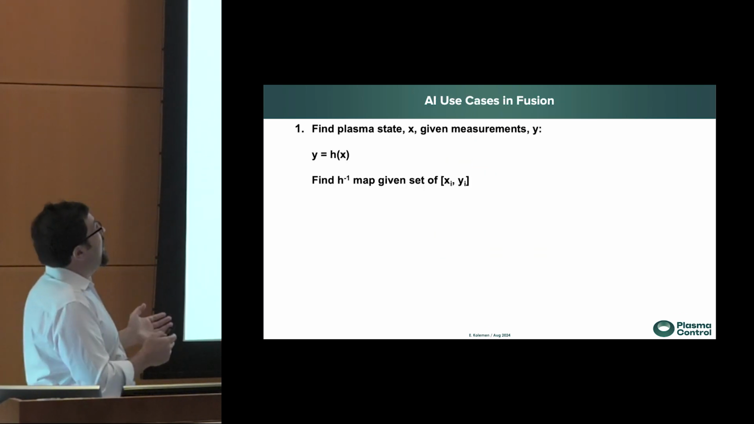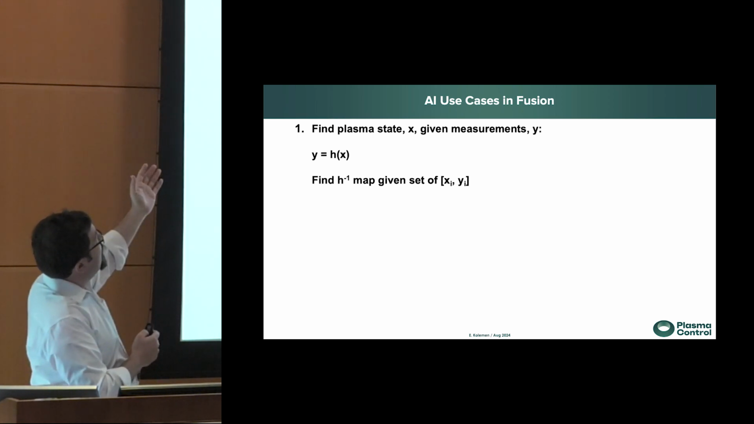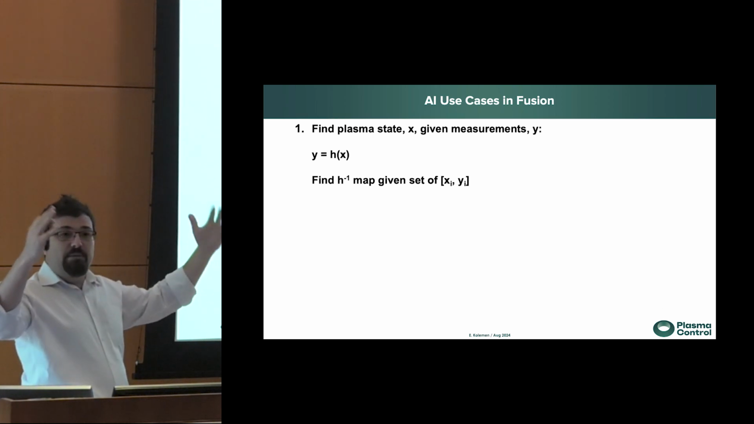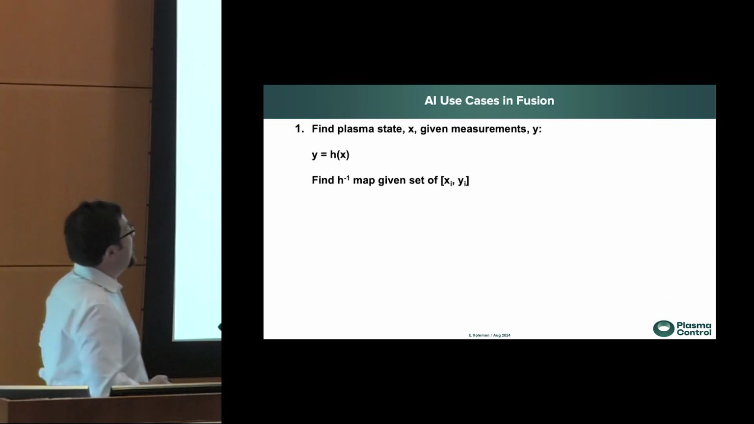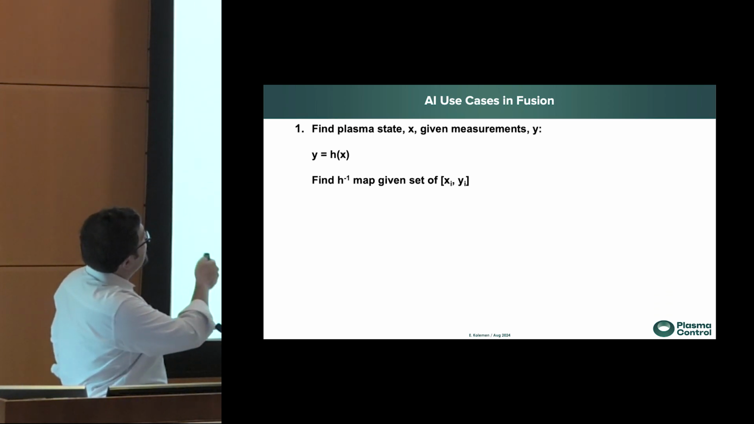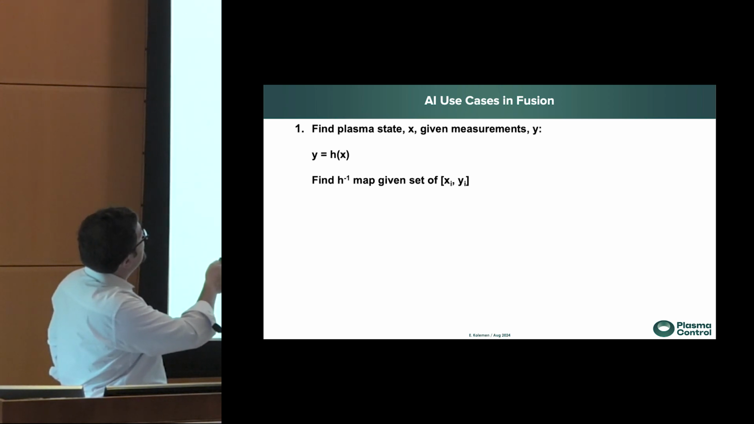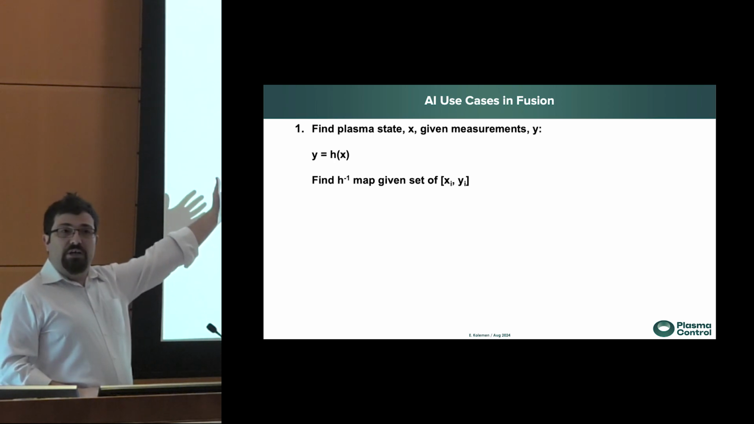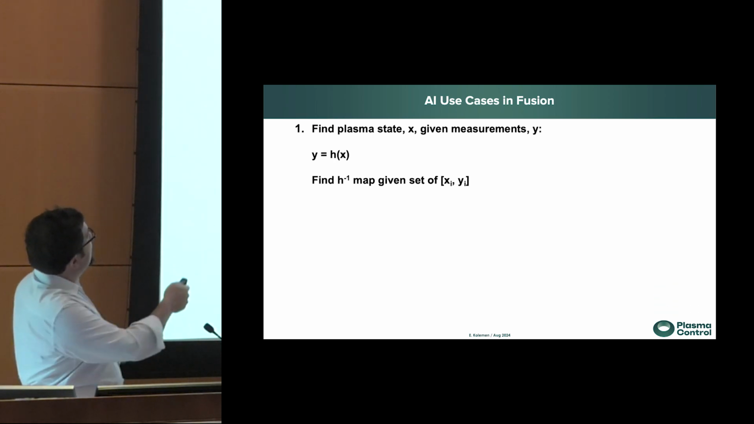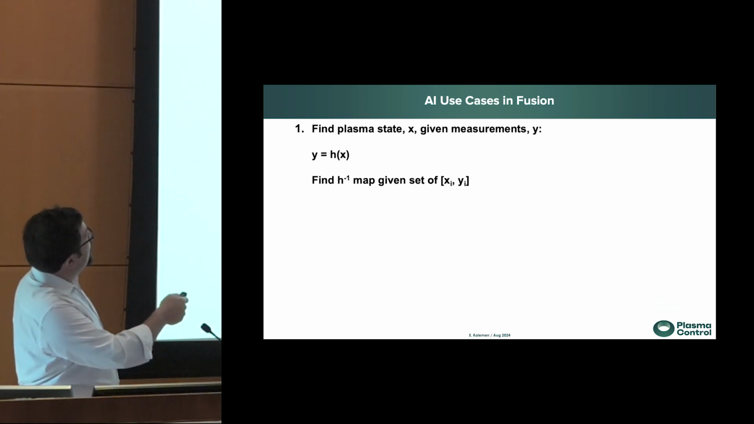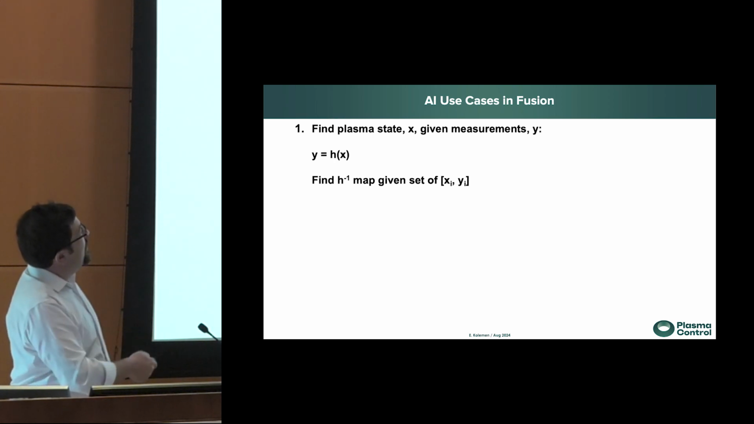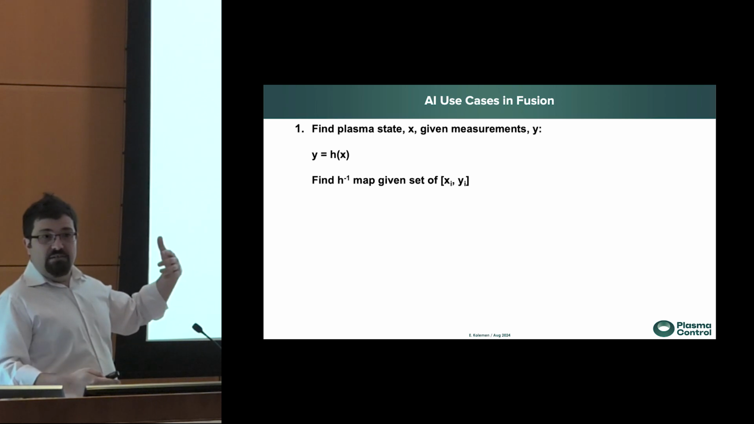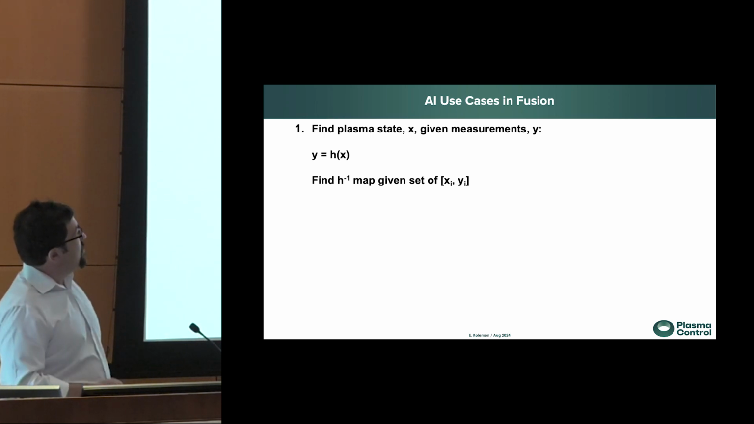So how can AI help in this field? First thing I'll talk about is the state of the plasma. State of the plasma is the temperature, the density, what's going on in the fusion reactor. So we write that usually like this: Y is your measurements, and X is the state. So this can be the photon count on your camera. There's a map, H. But unfortunately, we want the reverse of that. We want H inverse. And the idea is, given a set of Xi's and Yi's, states and measurements, how can we find the state from the measurement?